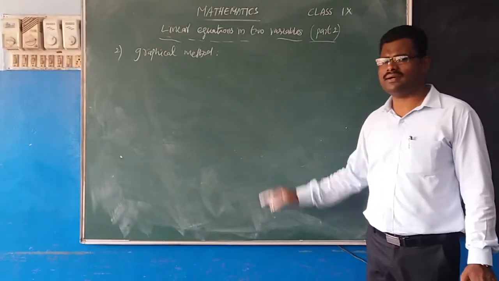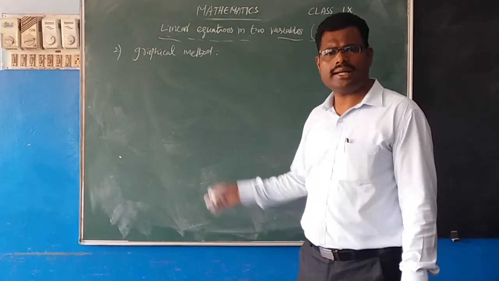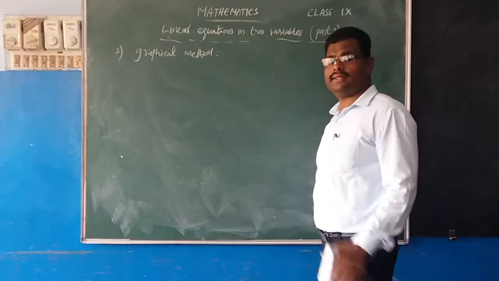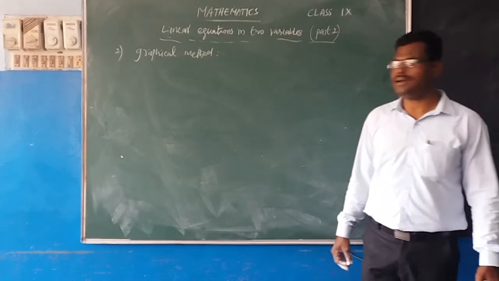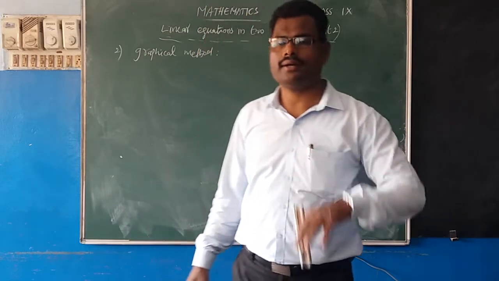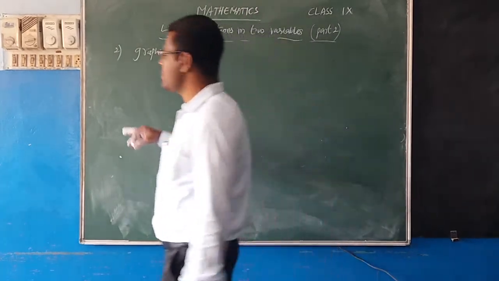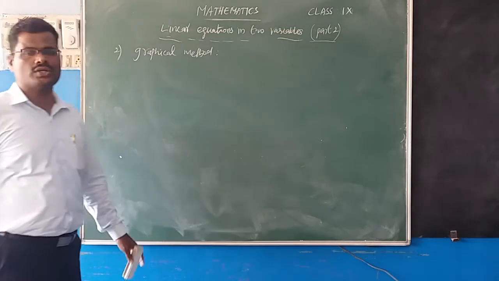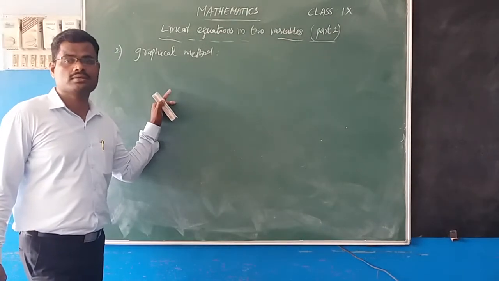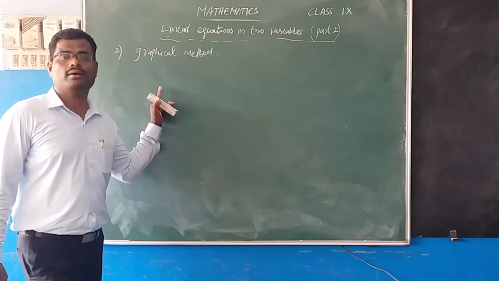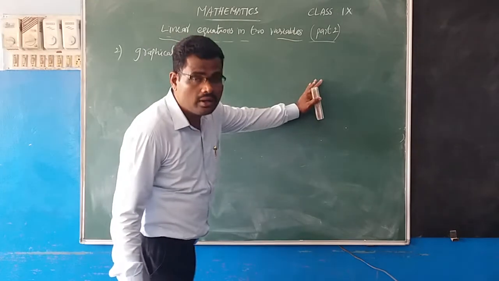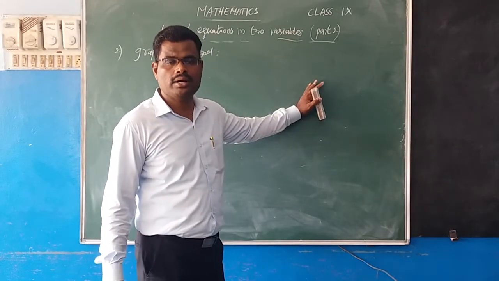So, the graphical method. What is the meaning of graph? Representing the coordinates on a Cartesian plane. In the previous chapter, coordinate geometry, we already saw how to represent coordinates on a Cartesian plane. What we need to do in this chapter is, equations will be given. By using the equations, we need to get the coordinates. After getting the coordinates, we have to locate them on a Cartesian plane. Then we have to draw the graphs.